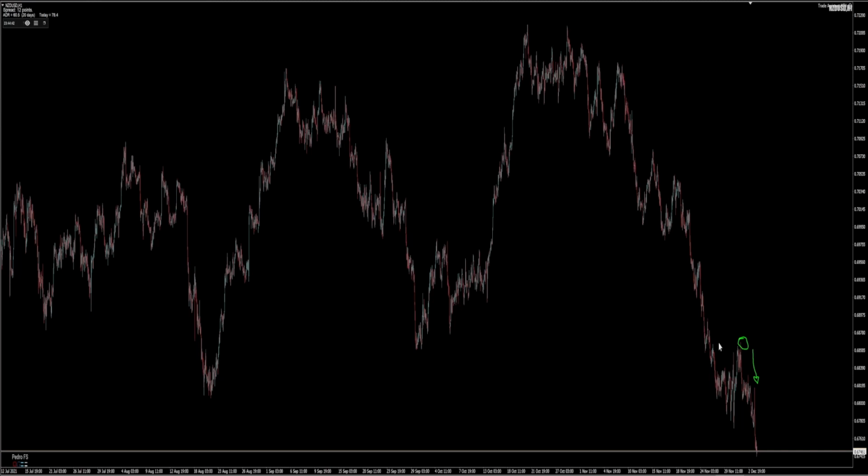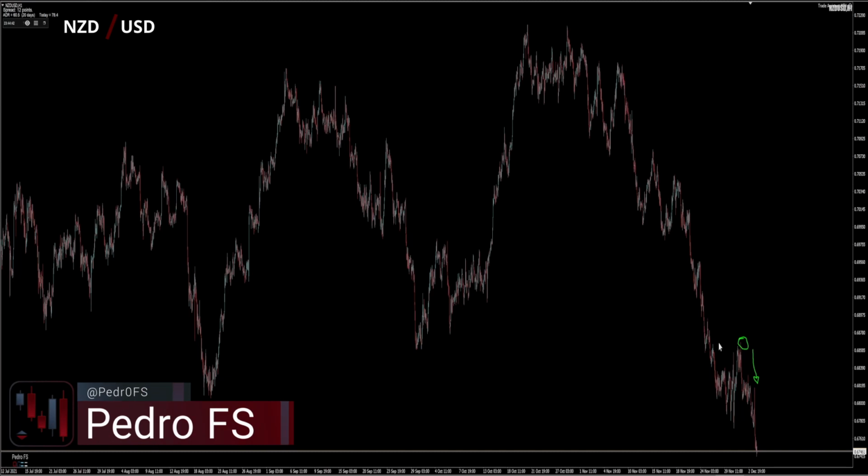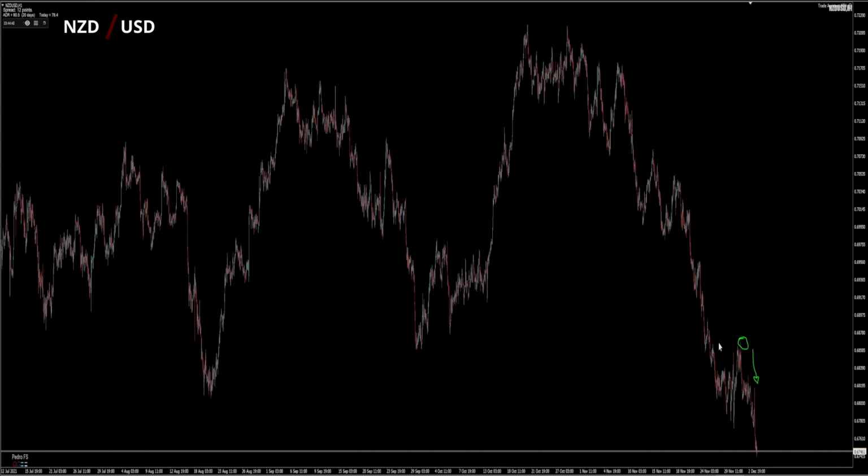So let's go back to the New Zealand dollar setup. This trading opportunity is an example of the setups I mentioned in my previous video on how to look for opportunities around support and resistance levels.